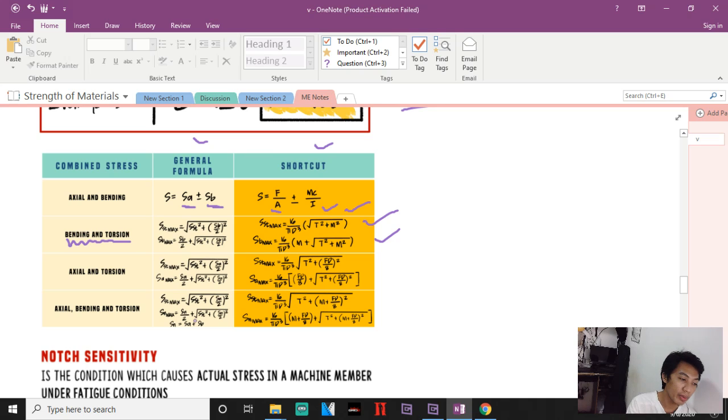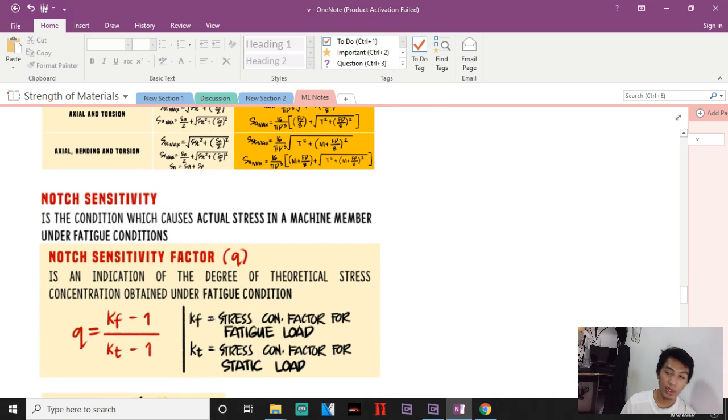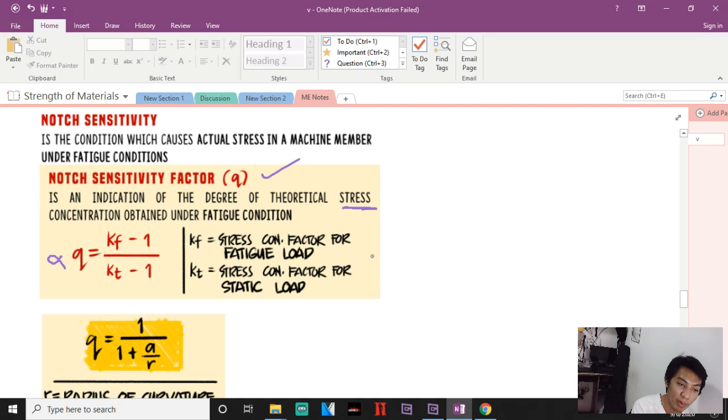Now, the notch sensitivity factor is the condition which causes actual stress in a machine member under fatigue conditions. And you should remember this, because I give it in the board exam. Now, don't memorize this one. But the notch sensitivity factor is q, the small q. It is an indication of the degree of theoretical stress concentration obtained under fatigue conditions, and it is non-unit. You don't have to memorize this one. All you have to memorize is this one.